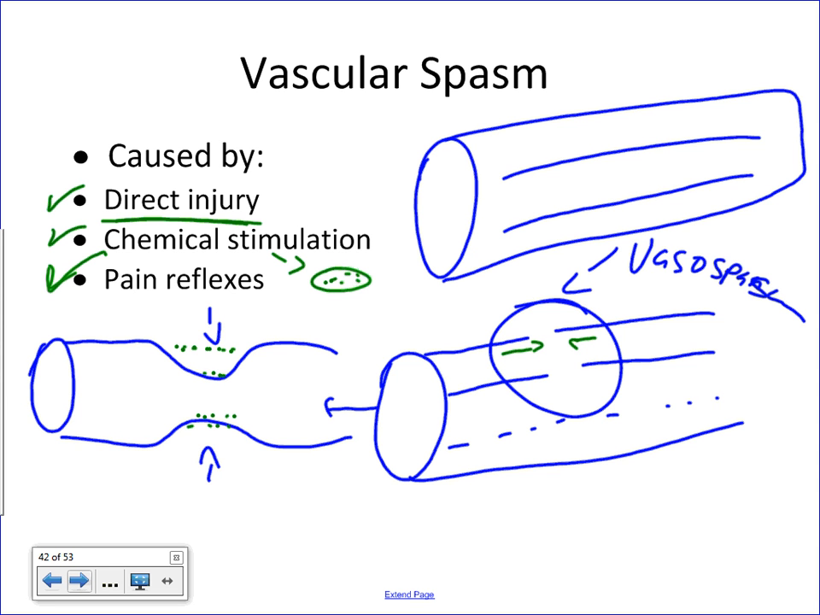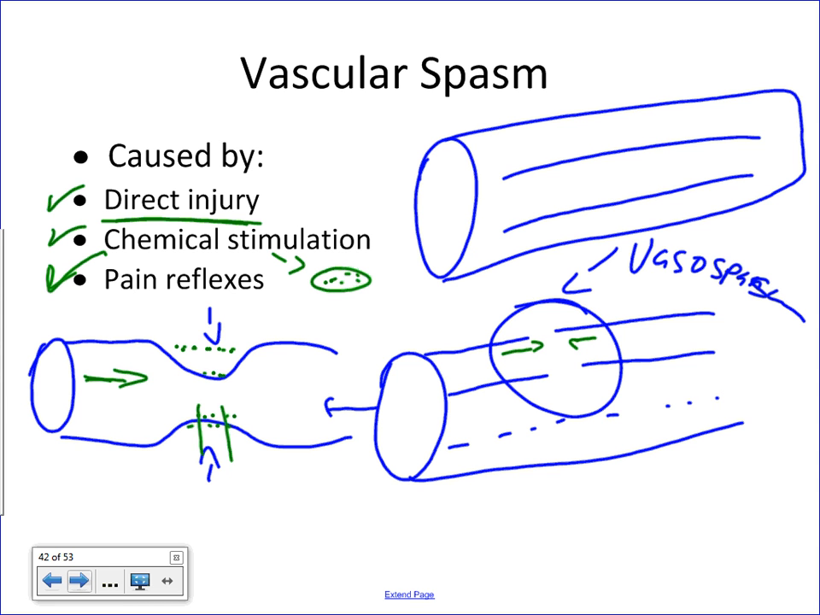Now, why is this important? It's important for a couple of reasons. One, think about it this way. If you have a hole right here and you constrict this vessel, as blood is flowing through here, this is going to increase resistance to flow. This is going to be a reflexive increase of peripheral resistance. So as this vessel constricts, it's going to be harder to get blood through here. The harder it is to get blood through here, the harder it is to lose it.